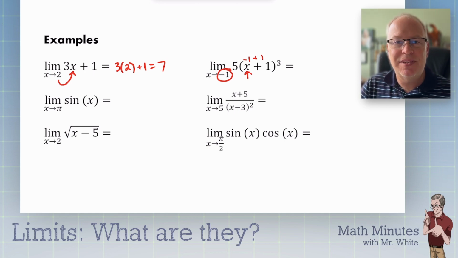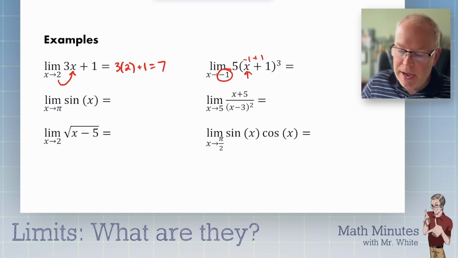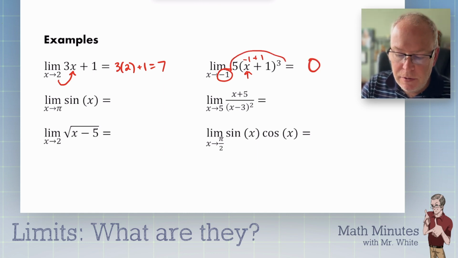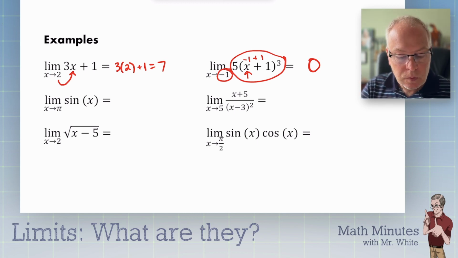Oh, well, that makes that easy, doesn't it? 0 to the third is 0. 0 times 5 is 0. This function, if you were to graph it, is approaching y equals 0 at x equals -1. So it must be a left shift by 1 of the whole graph.